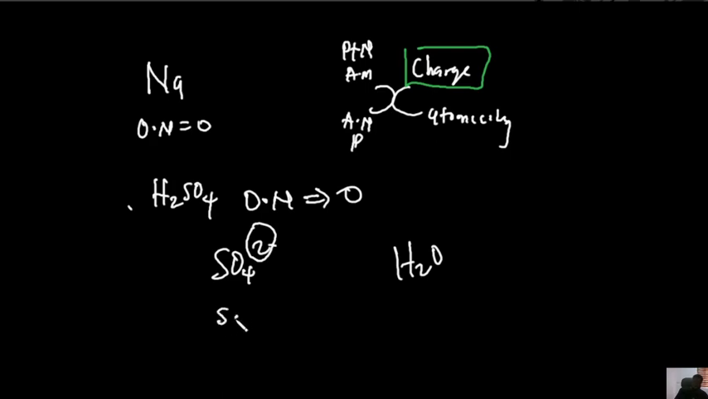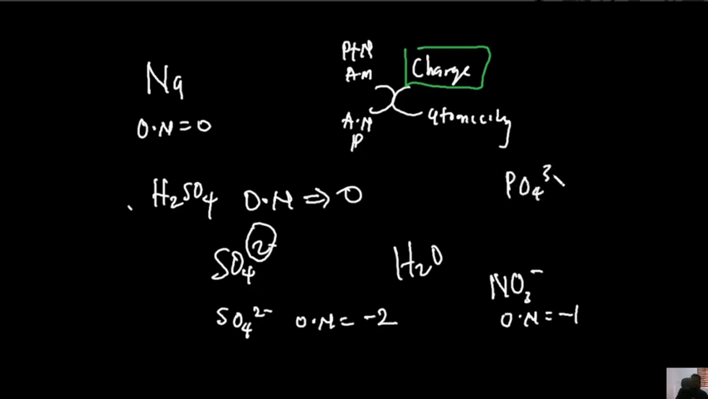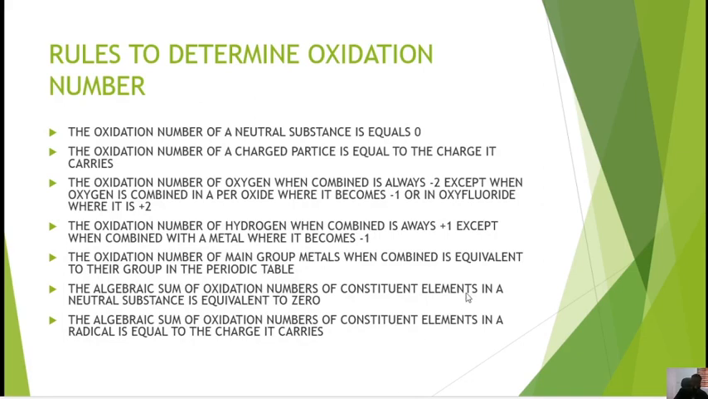So for SO4 2 minus, the oxidation number will be equal to -2. If I have NO3 minus, the oxidation number will be equal to -1. If I have PO4 3 minus, the oxidation number will be equal to -3. Why? Because the rule states that once you have a charged particle, the oxidation number is equivalent to the charge of that whole substance. Okay, moving ahead to the next one.